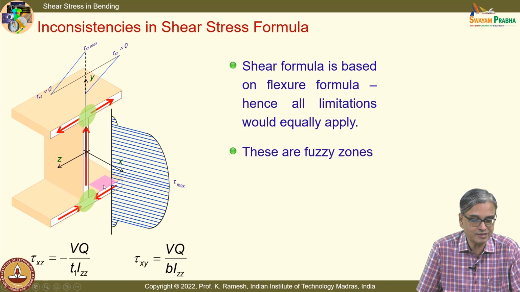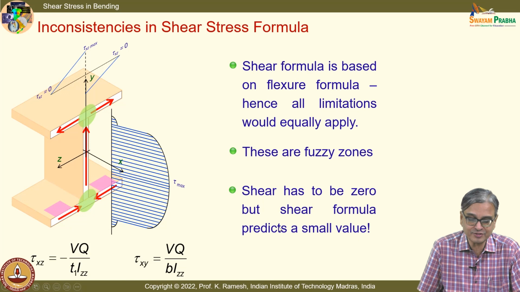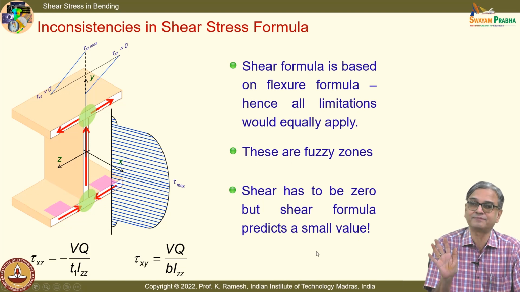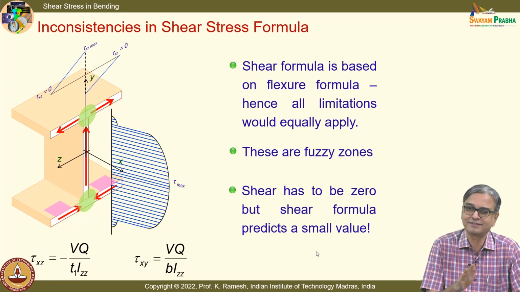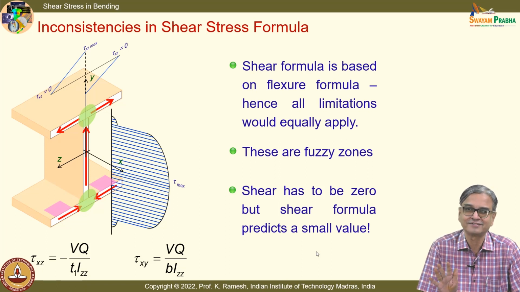I have just shown a small portion as red. This is applicable for the entire length of the flange. Okay. You find shear has to be 0, but the shear formula predicts a small value. You have to accept that. There is a contradiction. Fine.